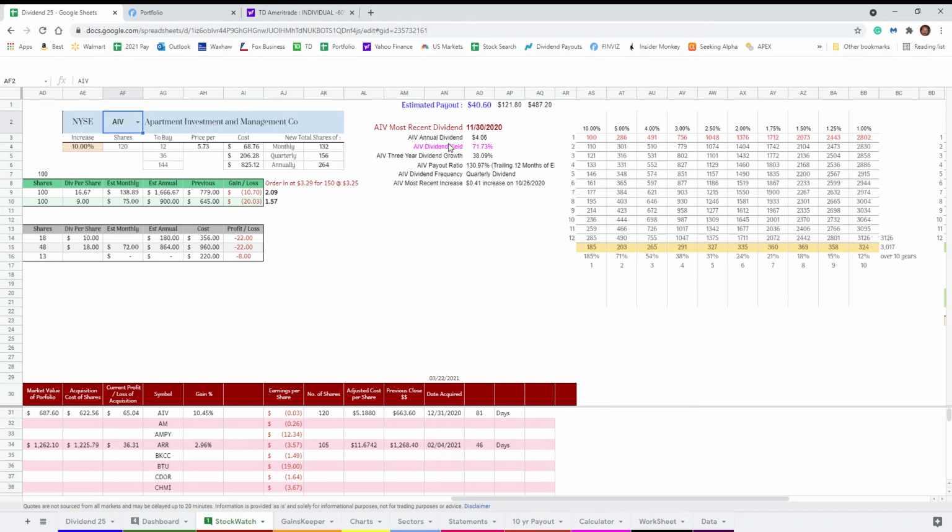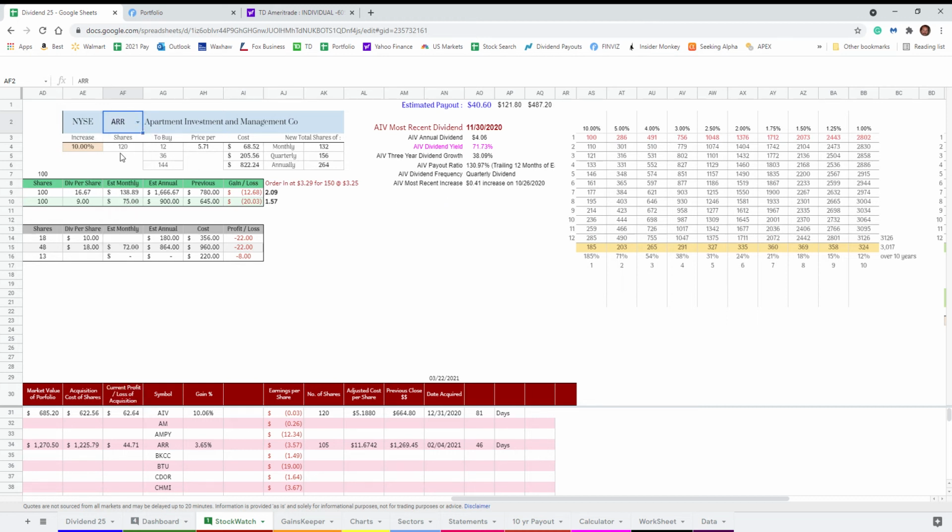And I have this little screen that pops up here. It says, okay, the most recent dividend was back in November, and this is its current annual dividend and the yield. Now, AIV is a little special in the sense that the company actually broke into two at the end of the year in December. So there has not been a payout for this stock this year. Actually, I don't know when the next payout is going to be for this one, but we're going to see.